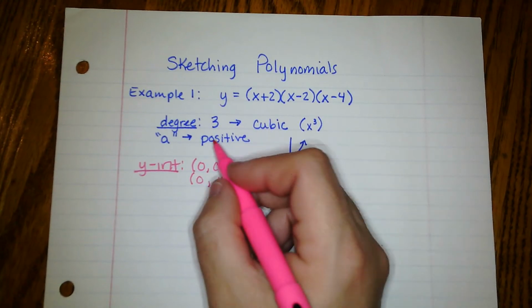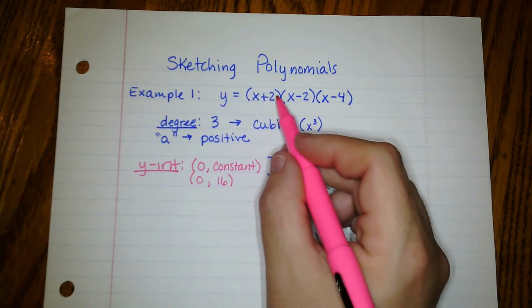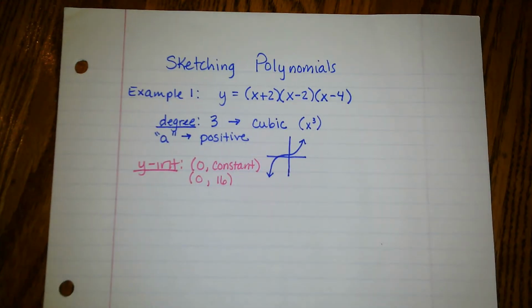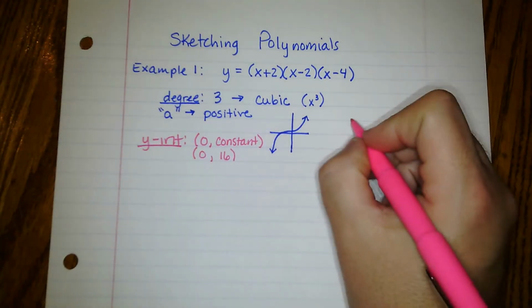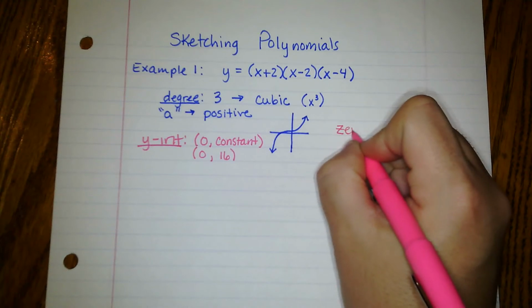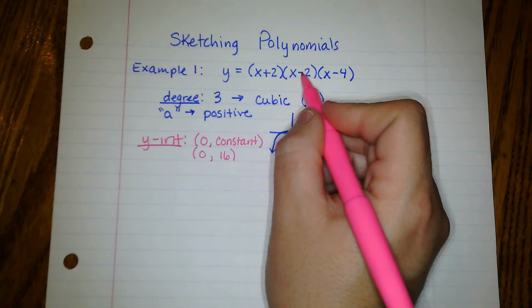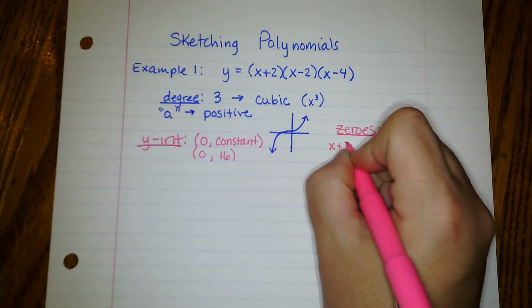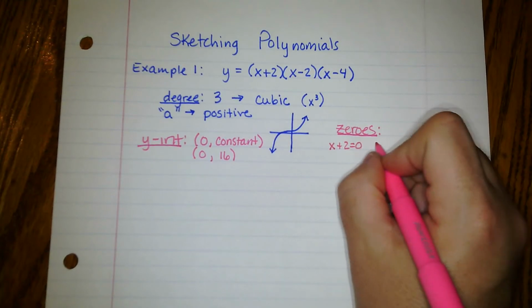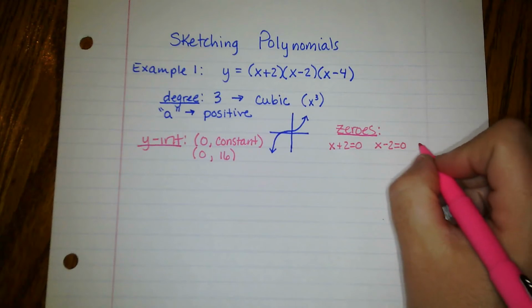Okay, so a values multiply the fronts. Y-intercept values for your constant, multiply the ends. That's if it's in factored form. The last thing we have to do is identify our zeros. When we do our zeros, we are taking each of our factors and setting them equal to 0 and solving for x. So I'm going to have x plus 2 equals 0. I'm going to have x minus 2 equals 0. And I'm going to have x minus 4 equals 0.